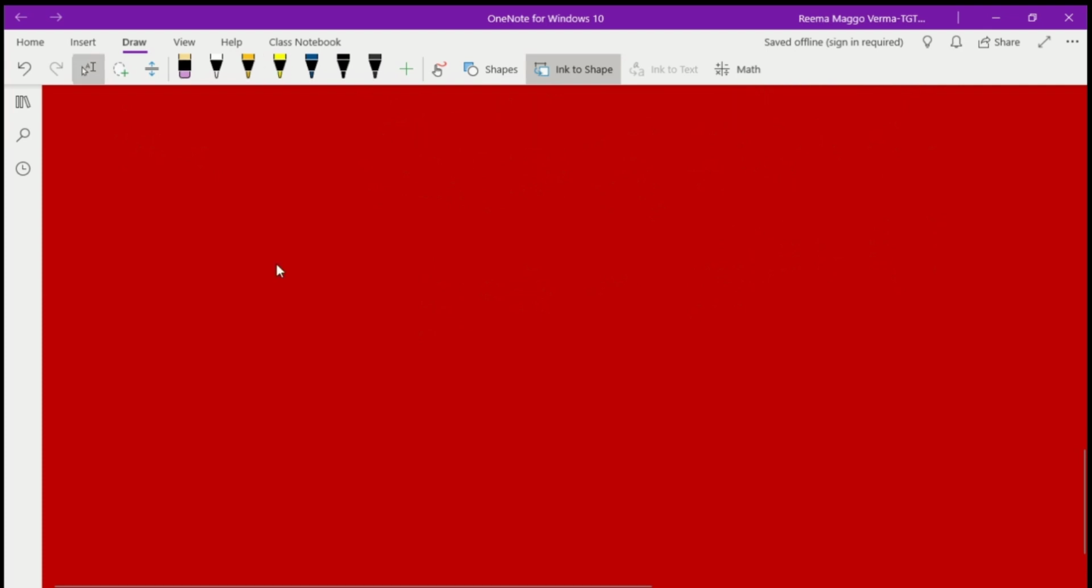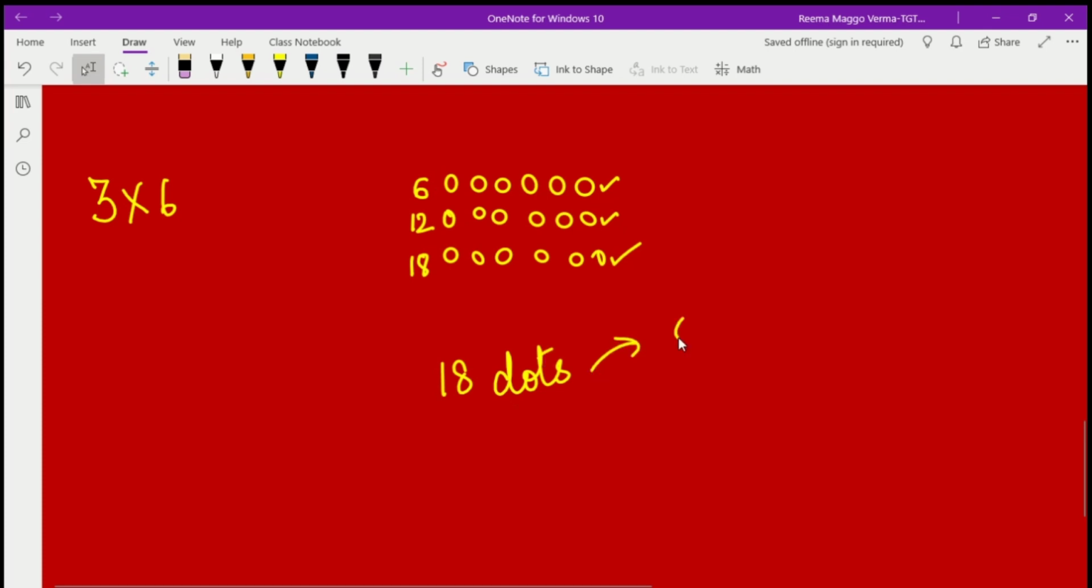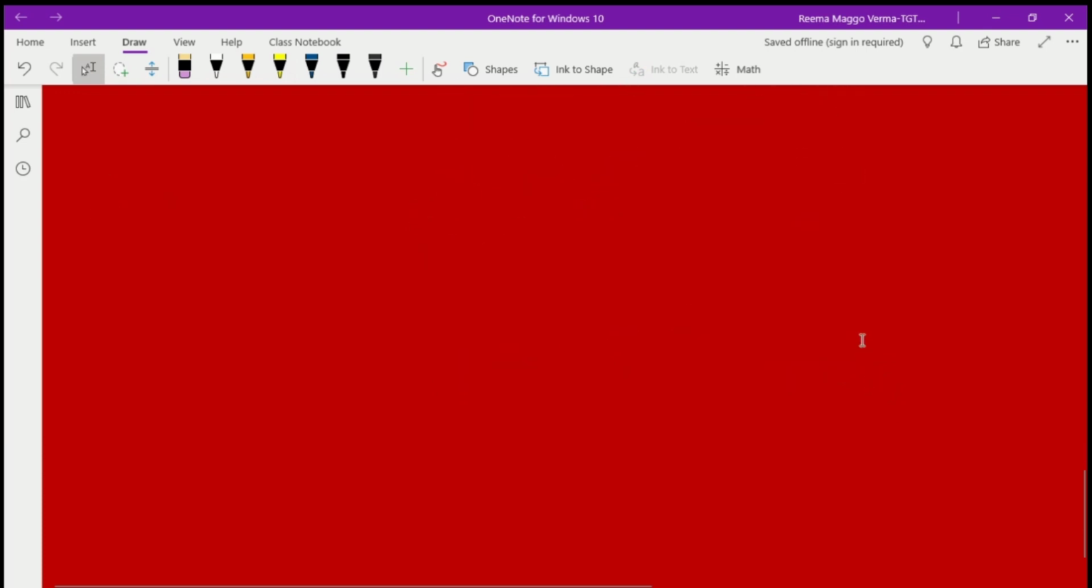So let's take more examples. 3 times 6. This means 3 groups of 6. So let's draw it. Now this time I am drawing it row wise. So this is 1. Now we have 2 rows of 6. We have 3 rows of 6. 1 row of 6, second row of 6, third row of 6. So 6, 12 and 18. So we get 18 dots, and 18 is a multiple of 6 because we have taken some groups of 6. How many groups of 6? 3 groups of 6. So 18 is a multiple of 6.